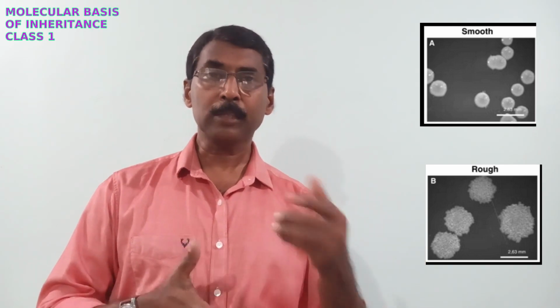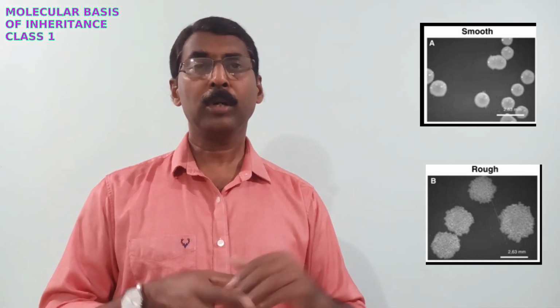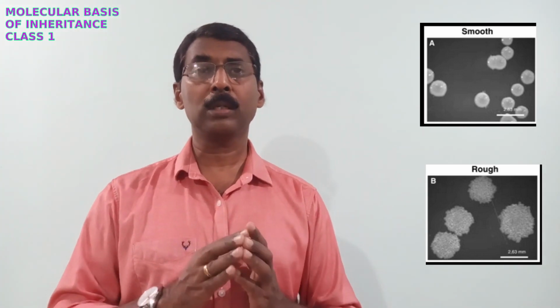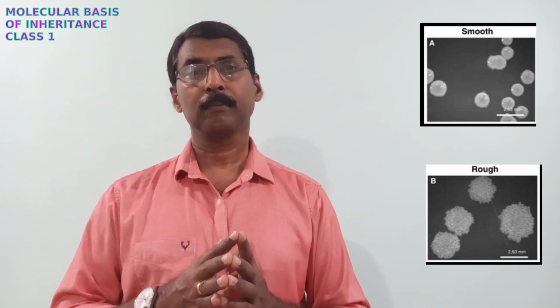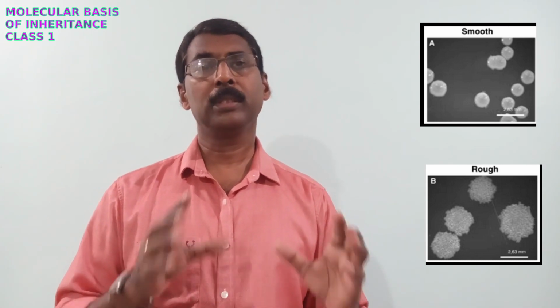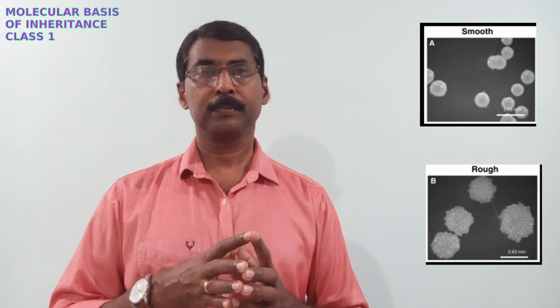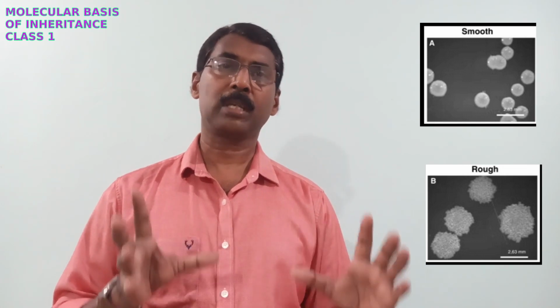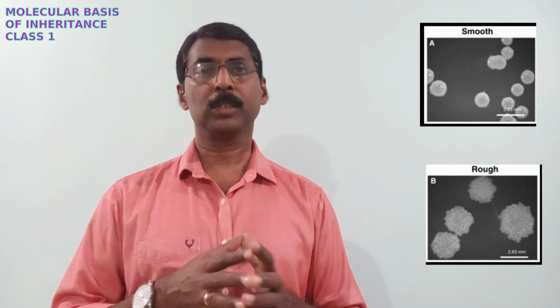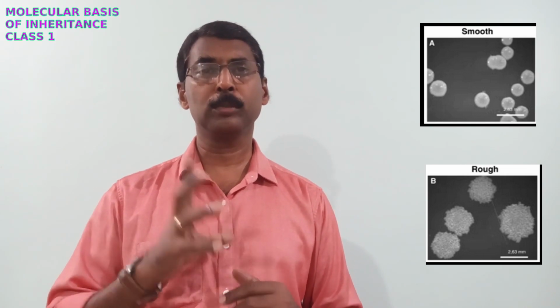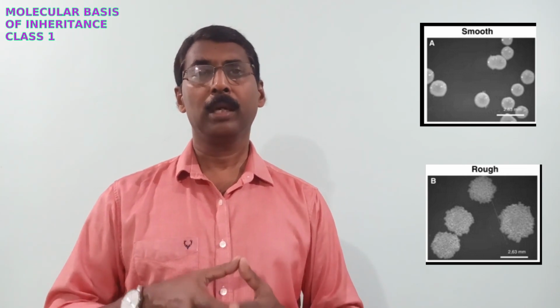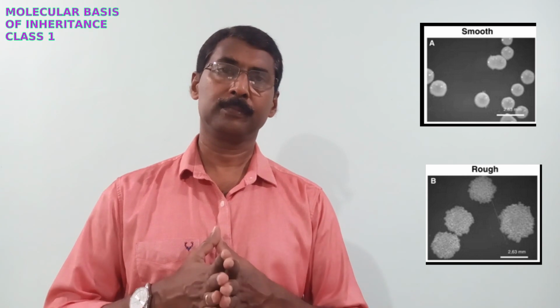The other strain is the rough strain. Because of the absence of this polysaccharide coat over the cell, they appear rough in nature. So they are called rough strain. So there are two strains of the bacteria Streptococcus pneumoniae, the smooth strain and the rough strain.